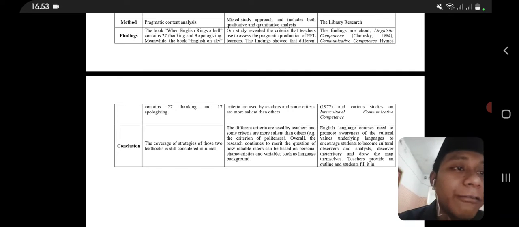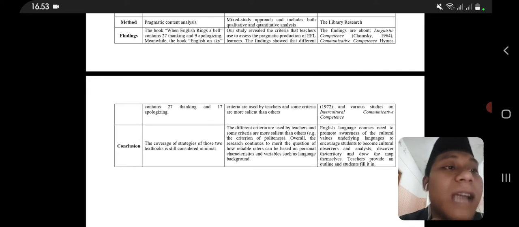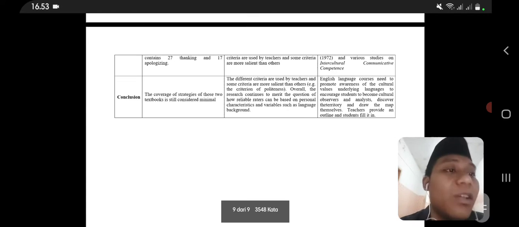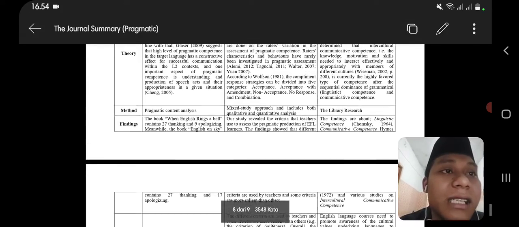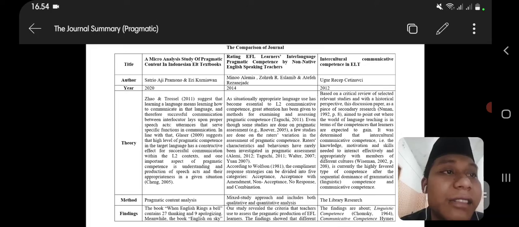For example, if I am Indonesian, so the culture of the language, the culture of teaching the language, should be related with what I use, especially in Indonesia. That's what they found in this third one.